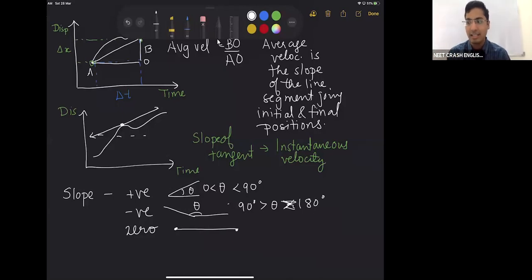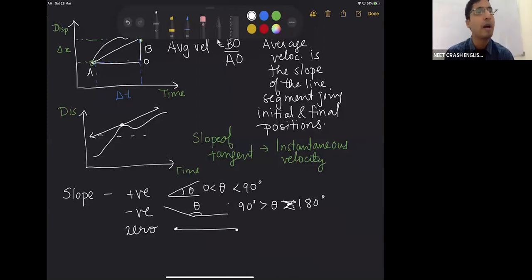These are the three things I want you to remember, because graphically a lot of times questions are asked on the nature of the instantaneous velocity. The more the slope in the positive direction, tan theta keeps increasing from 0 to 90, the more the velocity, right? The more positive the velocity.